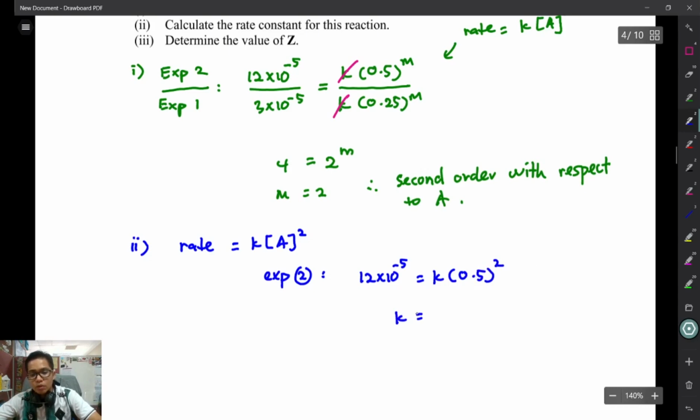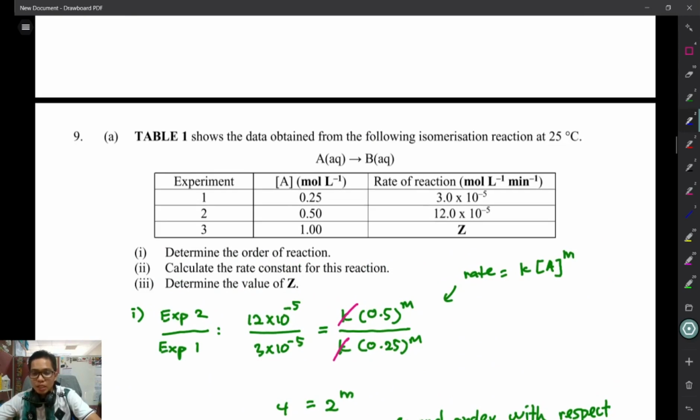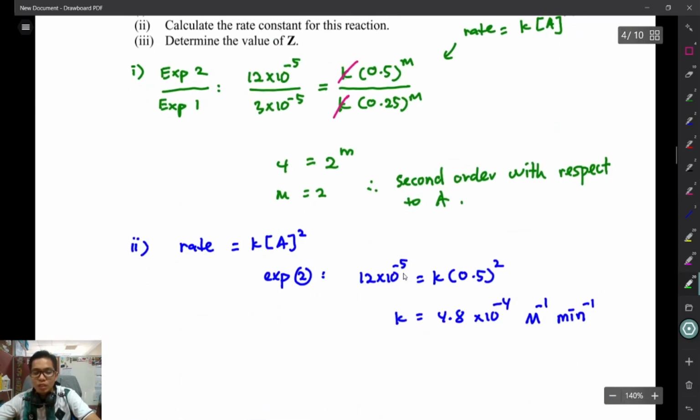So, K equals this divided by 0.5 squared, we will get 4.8 exponent negative 4 molarity minus 1 minute minus 1. Because this is the second order. So second order is molarity per second. However, the question gives you in minute. So molarity per minute. Be careful with the unit.